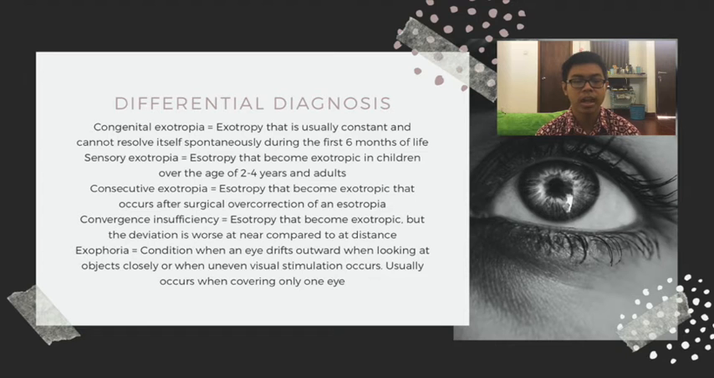Consecutive exotropia is a type of exotropia that occurs after surgical overcorrection of an esotropia. The last type is convergence insufficiency, which occurs if the patient has a history of exophoria that changes to exotropia, but the deviation is worse at near compared to at distance. Another condition that has similar symptoms as intermittent exotropia is exophoria. Exophoria is a condition when an eye drifts outward when looking at an object closely or when uneven visual stimulation occurs. Exophoria usually occurs when covering only one eye.